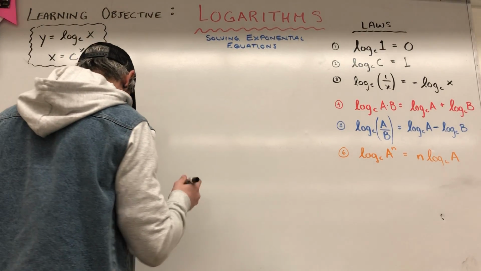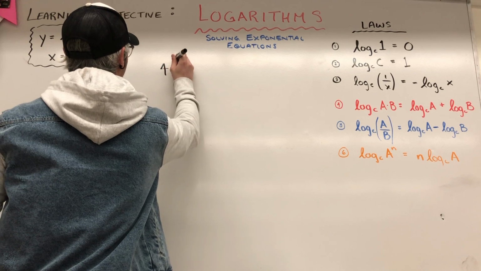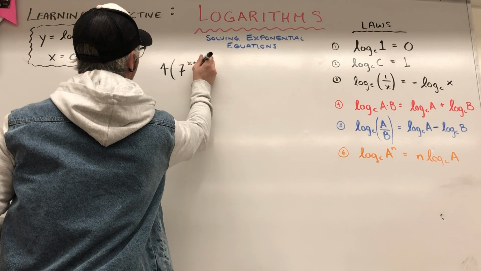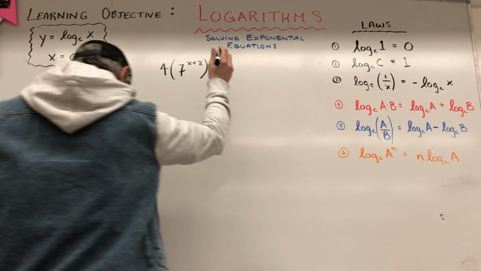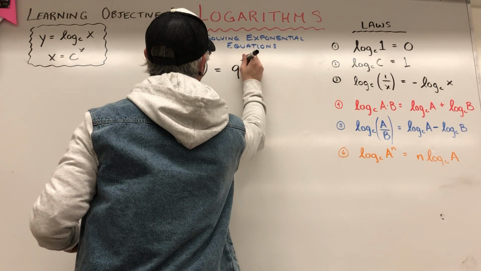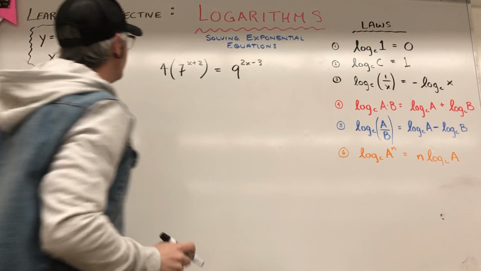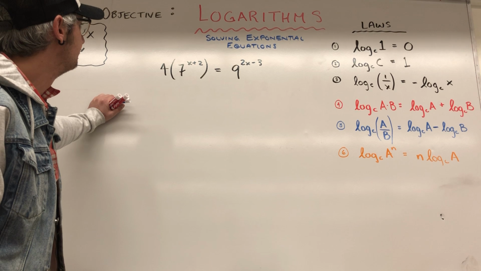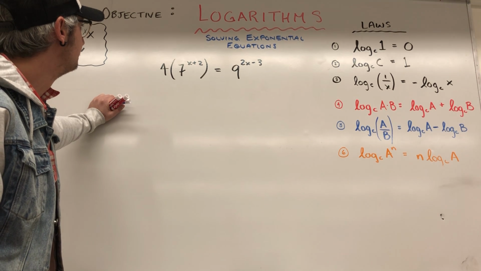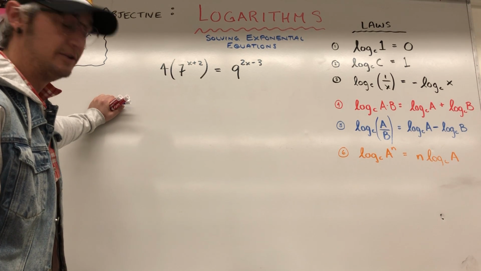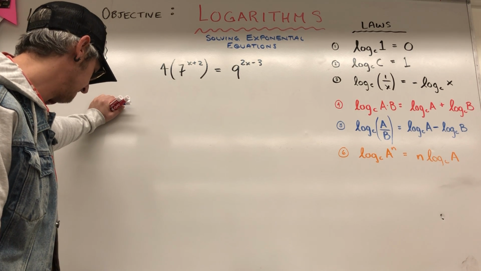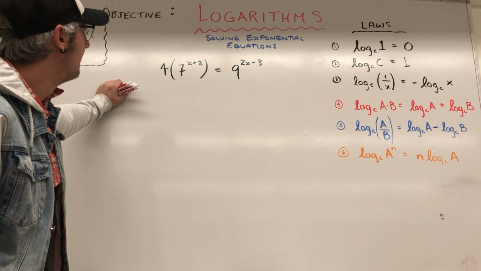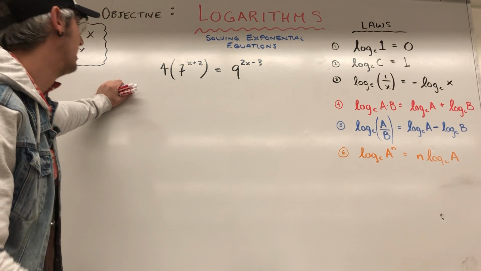So let's say I have 4 times 7 to the x plus 2 is equal to 9 to the 2x minus 3. This is going to get really ugly, but we're going to do it anyways. What's going to make it ugly is this 4. But it's not going to be so bad.